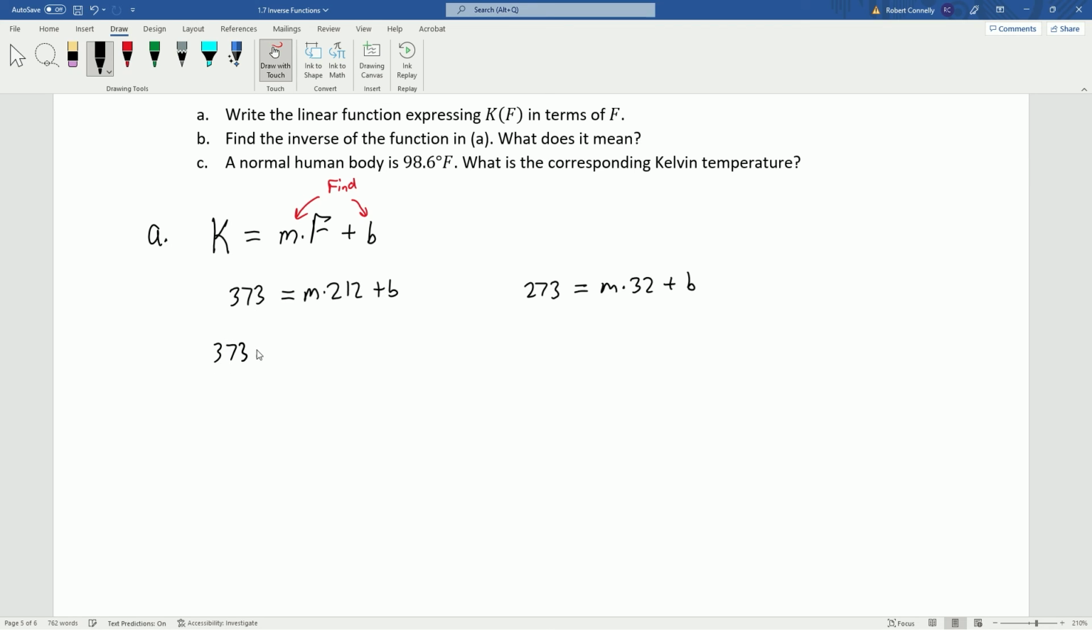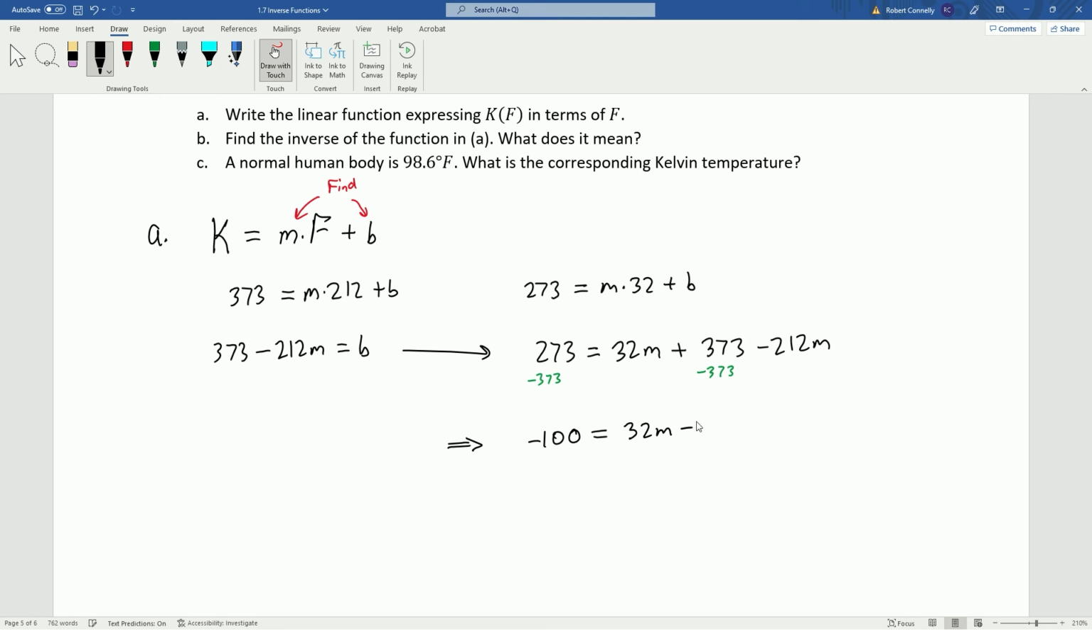I get 373 minus 212m equals b. And then I'm going to plug that into my second equation. That gives me 273 equals m times, or I'll rewrite this as 32m, plus, and then I'll substitute this b in. That's 373 minus 212m. So if I subtract 373 from each side of the equation, I get negative 100 equals 32m minus 212m.